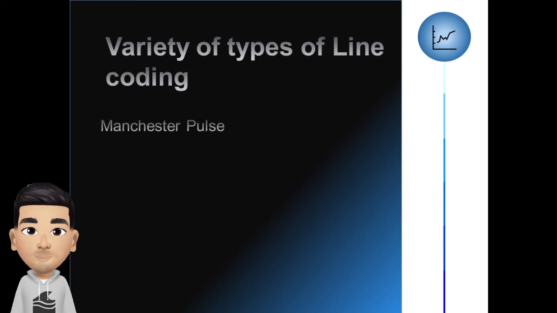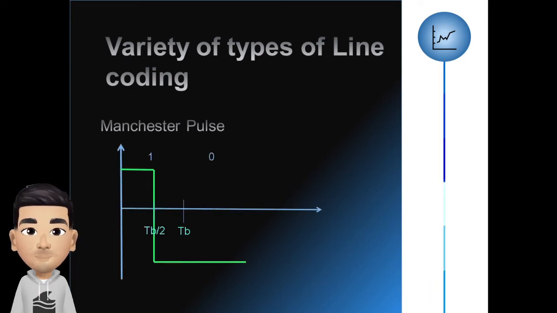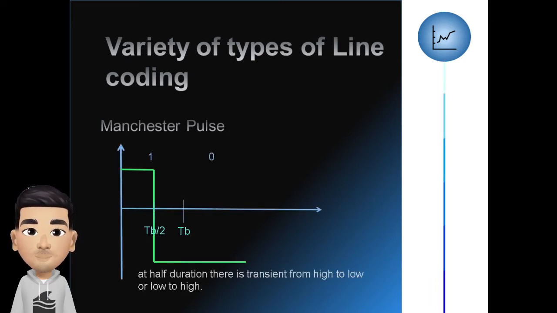Next, Manchester pulse. In Manchester pulse, at half duration, there is a transition from high to low or low to high. This applies in the polar type of line coding, because 1 is equal to A positive and 0 is equal to A negative. As you can see, if you have an input of 1, the signal will go to A positive for half a cycle, then go down to A negative to complete the other half of the cycle.